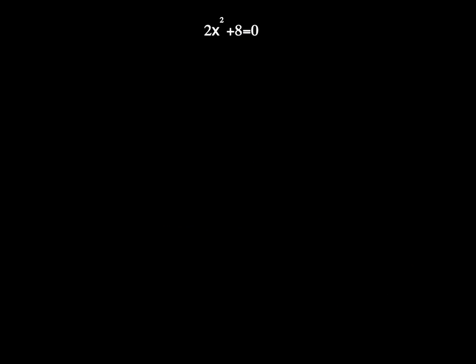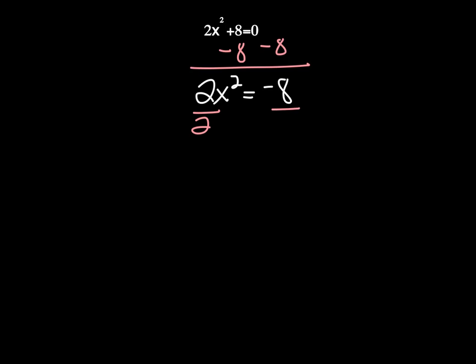Okay, in the previous two problems, we've had the constant over on the right-hand side of the equal sign. So to get that situation, I'm going to need to subtract 8 from both sides. So I'm going to subtract 8. And what I get is 2x squared equals negative 8. Divide both sides by 2. And I get x squared equals negative 4.